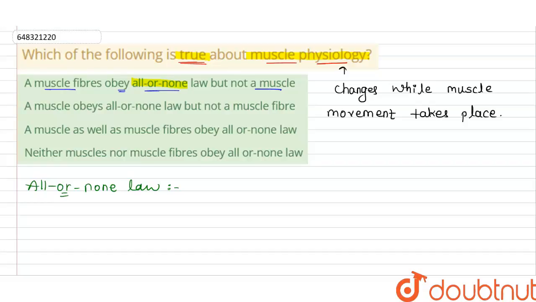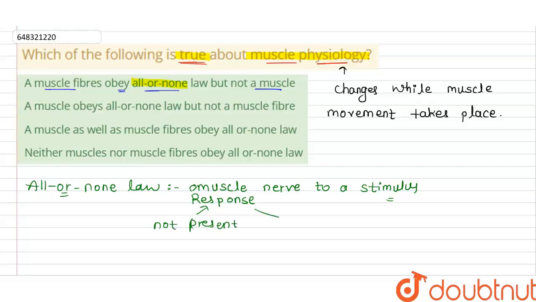Muscle nerve response to a stimulus. So we have to tell the response of the muscle nerve towards the stimulus. That means that the stimulus is either very low or very high, that is, either it is not present or it is present in full strength. Either the response to the stimulus is absent, or present, we have to tell that.